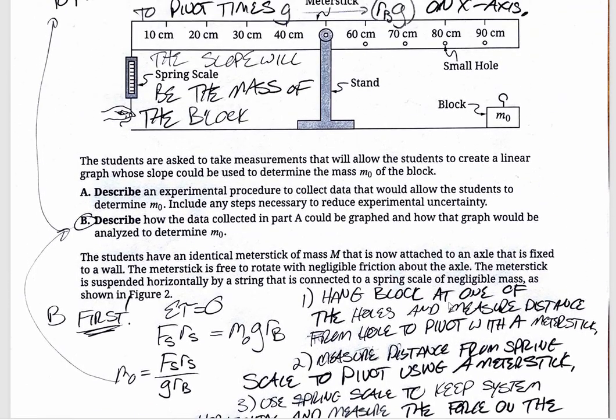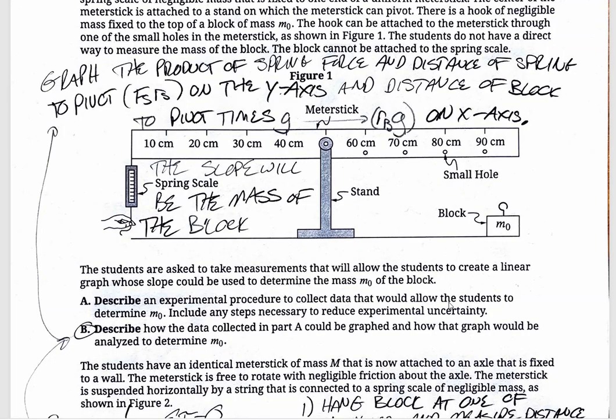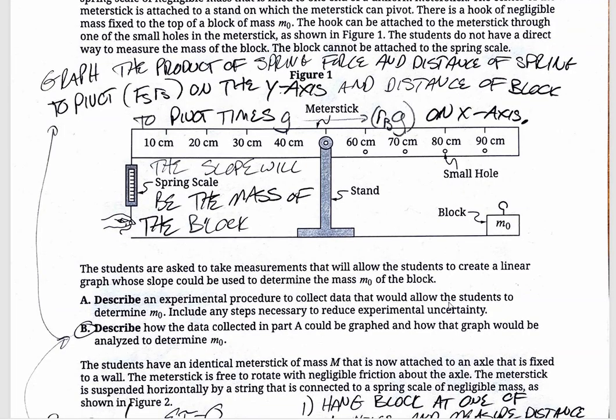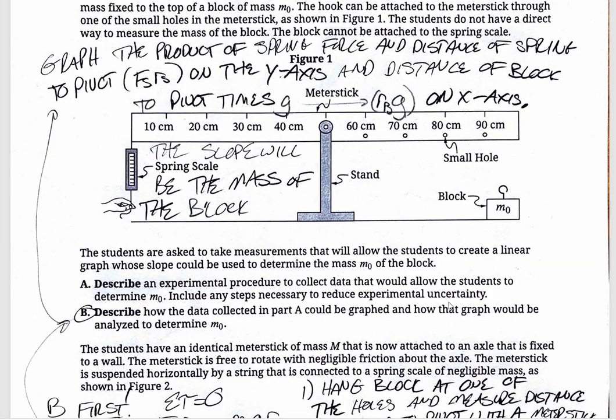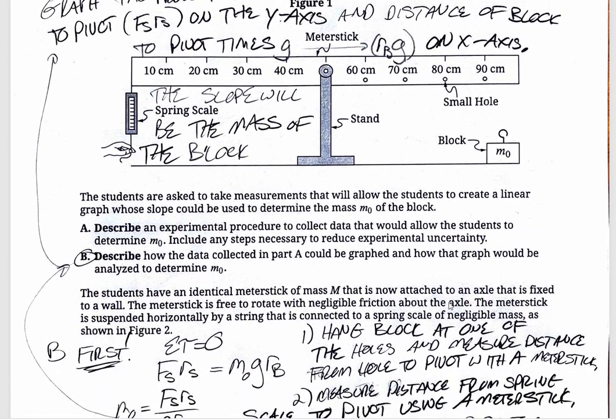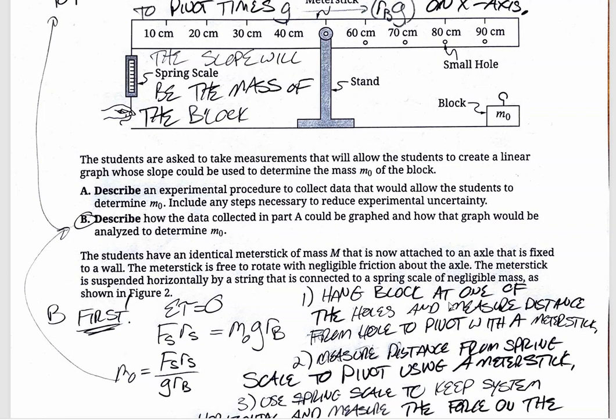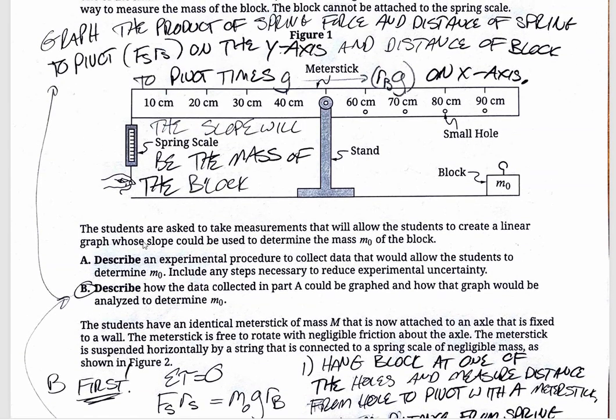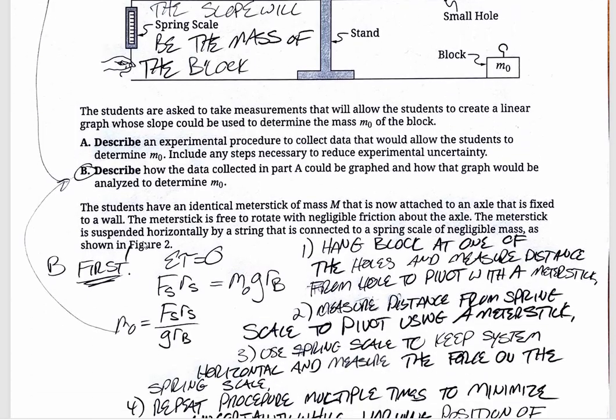I said that this is what I'm going to graph. Check this. You saw my derivation. Graph the product of the spring force and the distance of the spring to the pivot, and I wrote it in parentheses, Fs times R, on the y-axis, and the distance of the block to the pivot times g, which is R_B g, on the x-axis. But you have to say how it will be used. Note how the data collected will be graphed and how that graph could be analyzed. So I'm specifically saying the slope of this graph will be the mass of the block. All right, check this out.